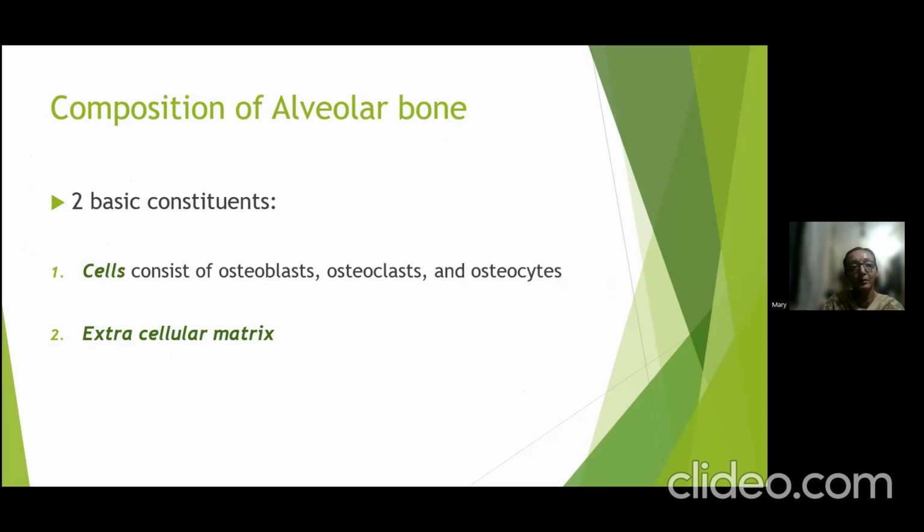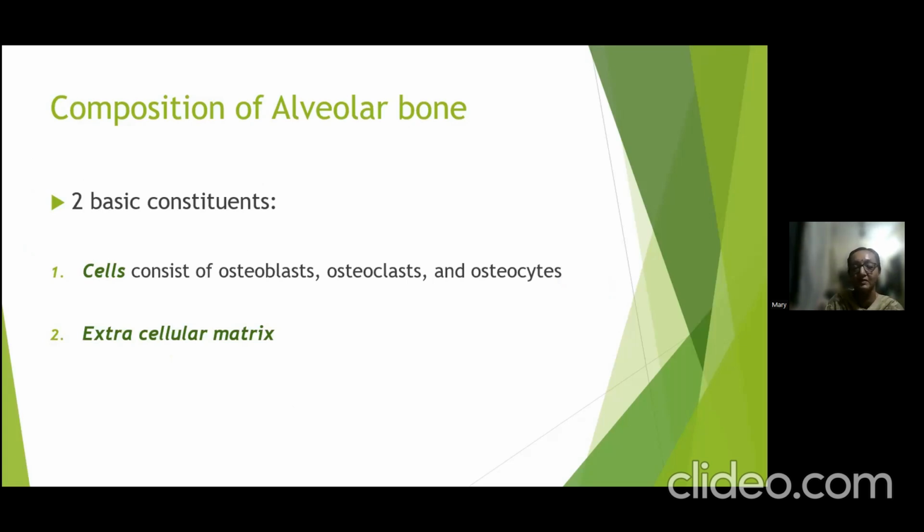Now coming to the composition of the alveolar bone. The alveolar bone has two basic constituents. It contains cells as well as extracellular matter. Now what are these cells? The cells are osteoblasts, osteoclasts, and osteocytes. Besides, we also have the osteoprogenitor cells, that is, cells capable of differentiating themselves into any of these cells.